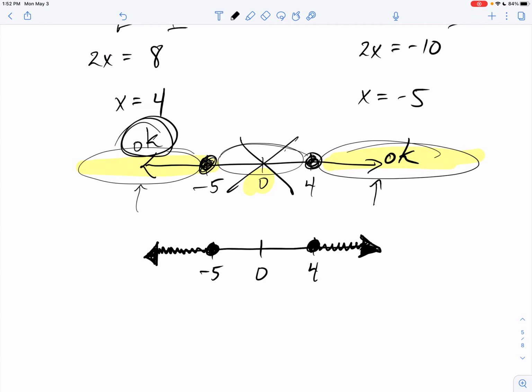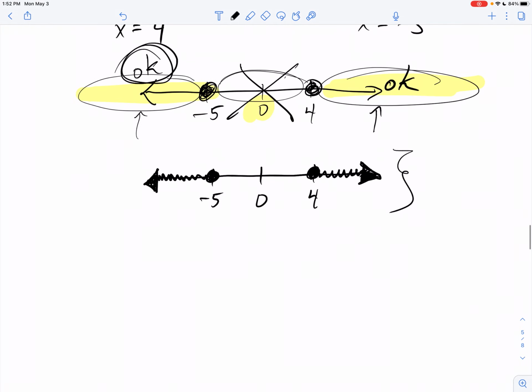Now, once again, this is the type of solution they're asking for in the packet. They're saying, sketch it on a number line. However, I could also say, hey, just in case you forgot, this would be how this answer would look using interval notation.